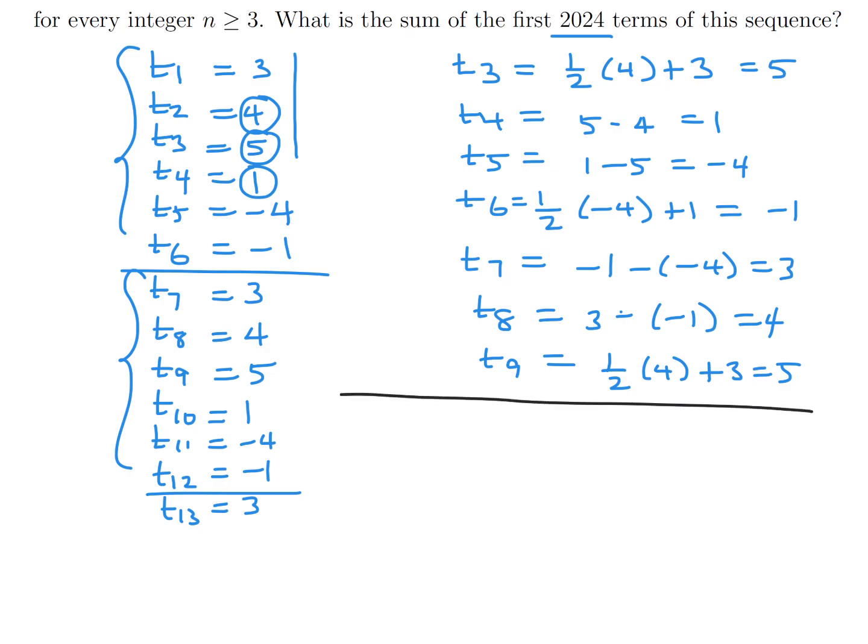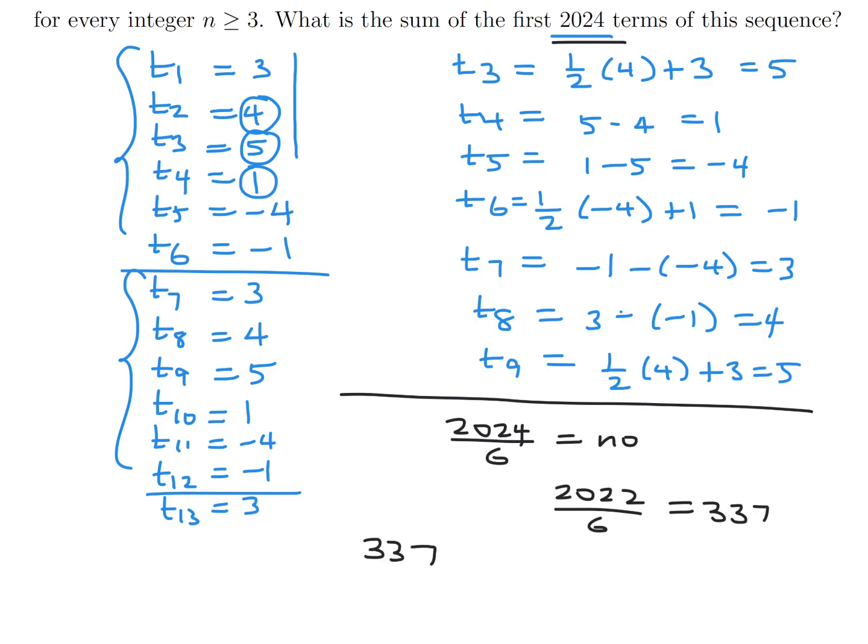So let's see. We want 2024 terms, right? First of all, is 2024 divisible by 6? I don't think so. No. But I think 2022 is. It's exactly 337. So we have 337 of these groups of 6. Got it? And each group of 6 has a sum. Let's see here. 3 plus 4, 7. 7 plus 5, 12. 13. 13 minus 5, 8. So each of these groups of 6 has a sum of 8.